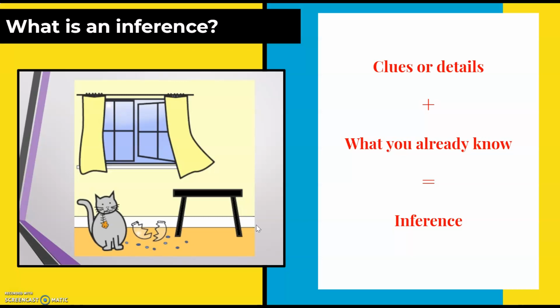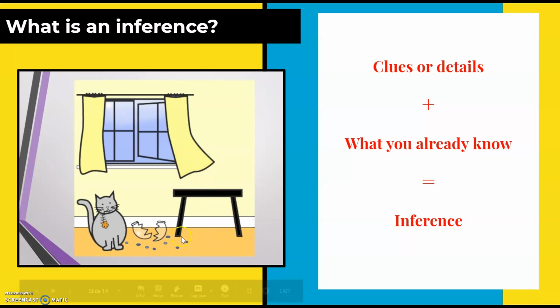So we first need to decide what an inference is and remember what an inference is. So an inference combines two different things: clues or details from the text and what we already know. When we combine these two things, we can make an inference.